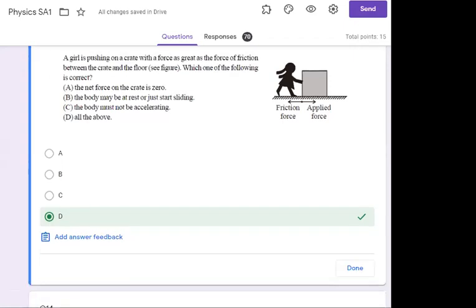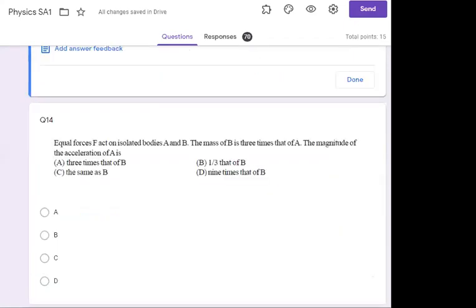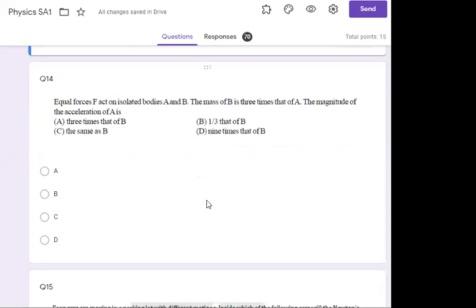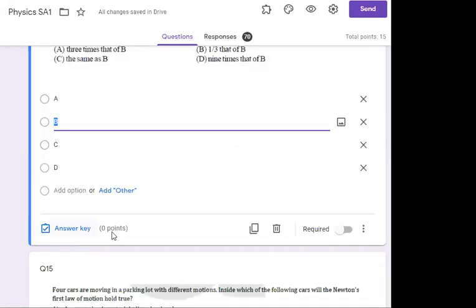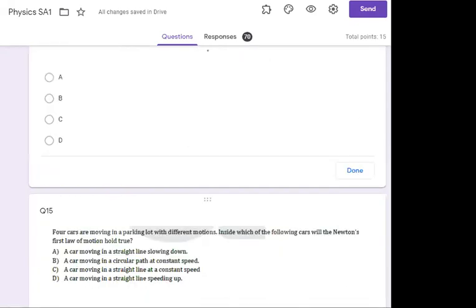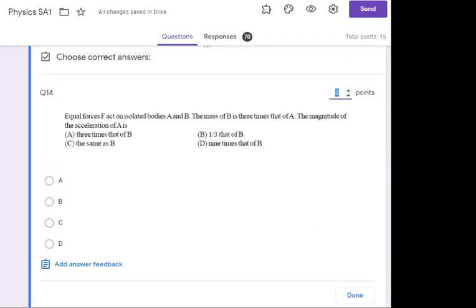Now next, 14th one. Equal forces act on isolated bodies A and B. The mass of B is 3 times that of A. The magnitude of acceleration of A is... this is easy.